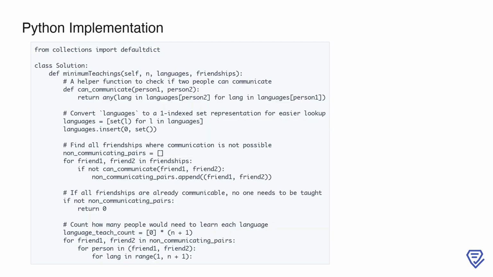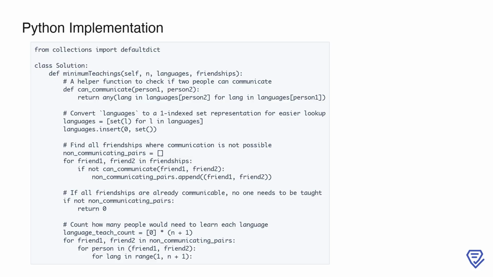In this Python implementation, we start by importing the defaultdict module to help us later in the code. The solution is encapsulated in a class named Solution, and the key function is minimumTeachings. This function takes 3 arguments: n, which represents the total number of languages, languages, which is a list where each person's known languages are provided, and friendships, which is a list of pairs indicating friendships between people.